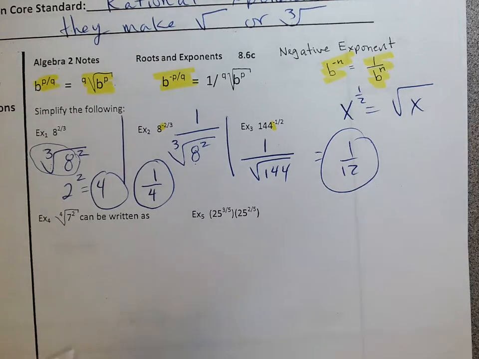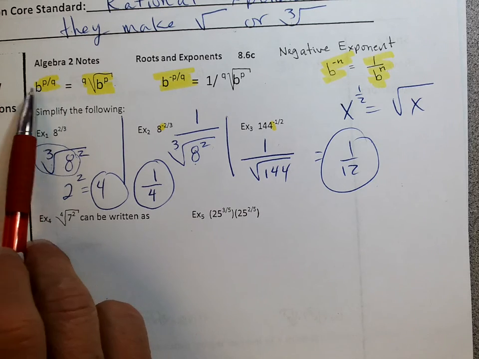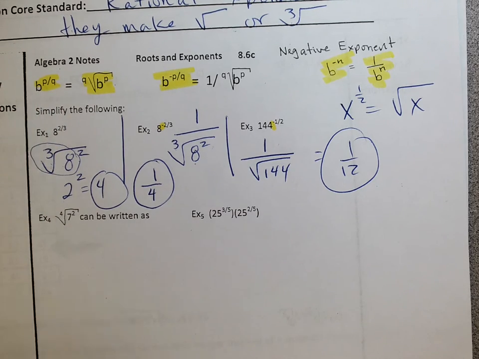Okay, so give me thumbs up. Does it seem easy so far? Okay, bottom number of the fraction is the root, top number is the power. If it's a negative, it's 1 over, okay?